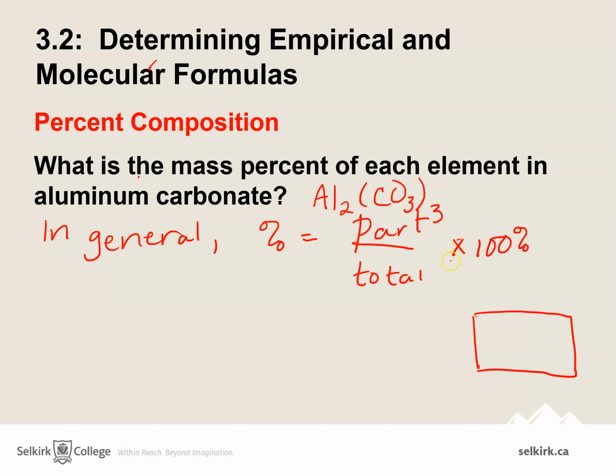So if I want the mass percent of aluminum in aluminum carbonate, the part I'm interested in is the aluminum, and the total is aluminum carbonate. Now, what about the aluminum? Its volume, its molar mass? Well, the question says I want a mass percent. So the quantities I'm dealing with are masses. I want the mass of aluminum and the mass of aluminum carbonate.